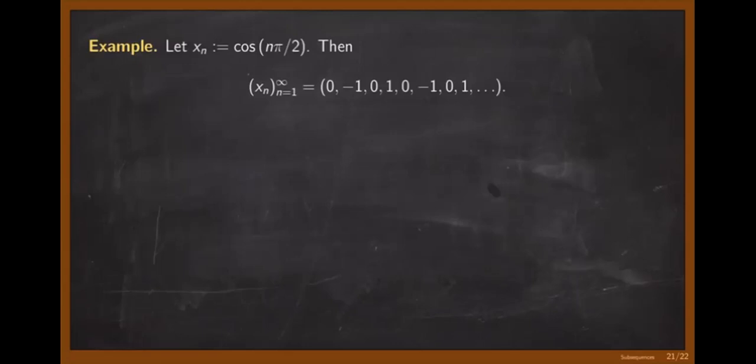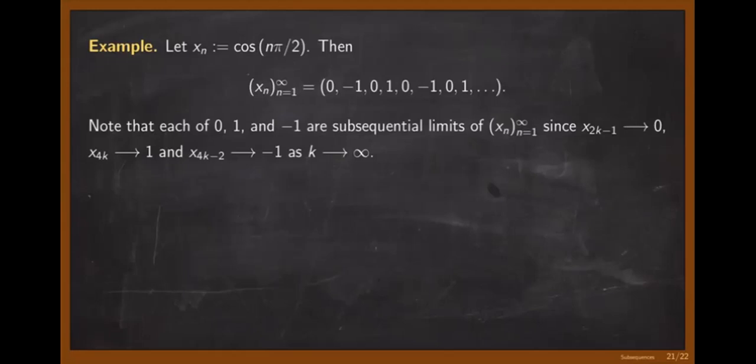When n is 1, cosine of pi over 2 is 0. When n is 2, cosine of pi, that's -1. When n is 3, cosine of 3 pi over 2 is 0. When n is 4, cosine of 2 pi is 1. Because cosine is 2 pi periodic, uulit lang ng uulit. 0, -1, 0, 1. 0, -1, 0, 1. See? So what are the subsequential limits? As you can see here, the subsequential limits are 0, 1, and -1 only.